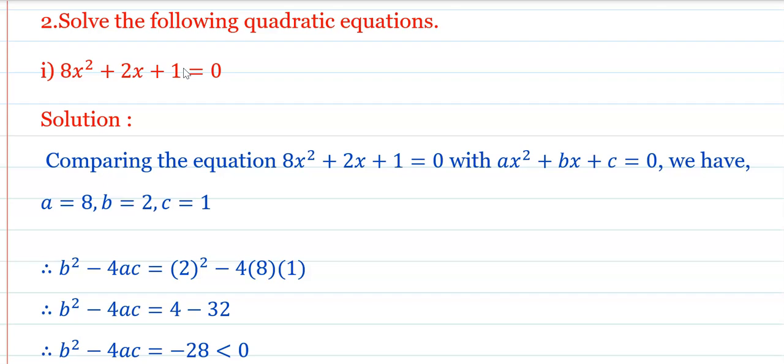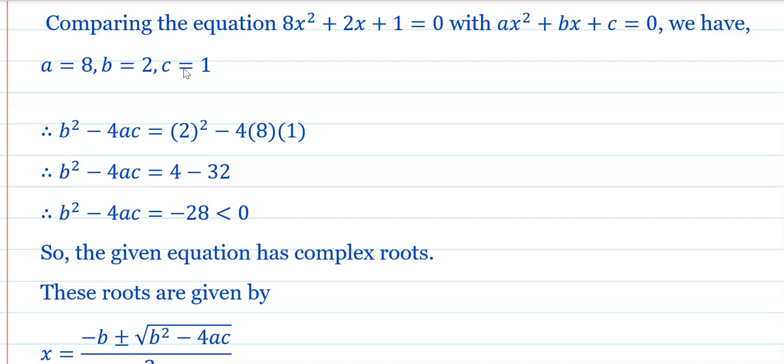Comparing the equation 8x square plus 2x plus 1 is equal to 0 with ax square plus bx plus c is equal to 0, we have a is equal to 8, b is equal to 2, c is equal to 1. Now the value of b square minus 4ac. b is 2, 2 square minus 4 into 8 into 1. Therefore, you will get 4 minus 32, that is minus 28, which is negative. So, the given equation has complex roots.